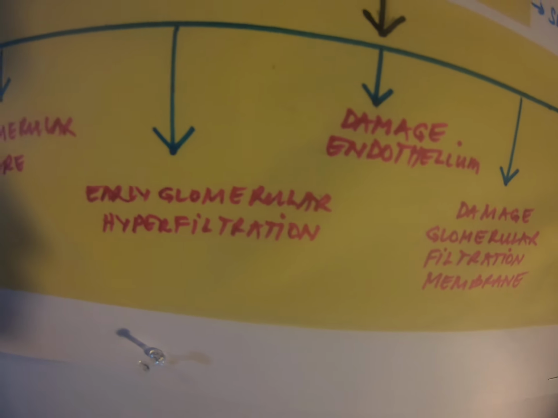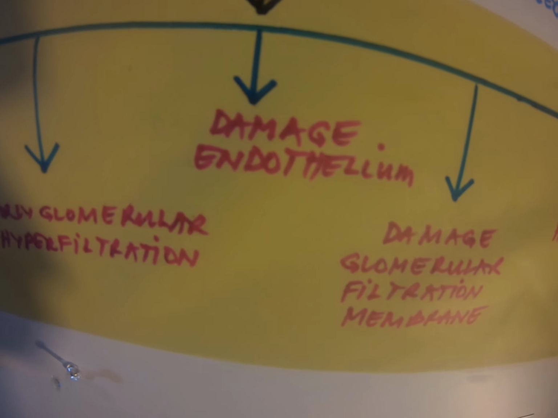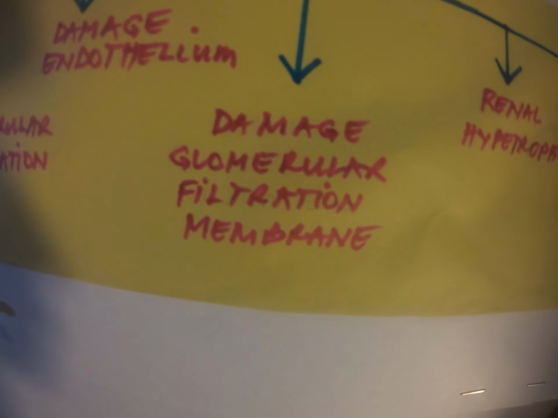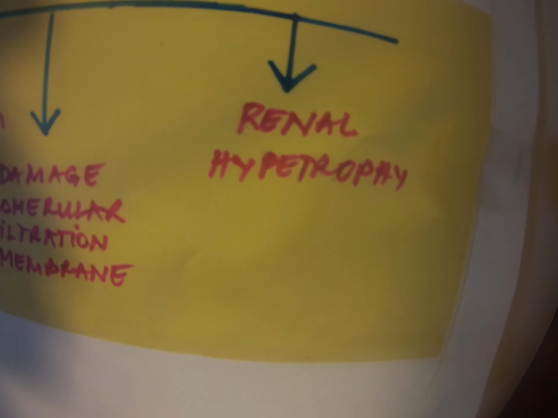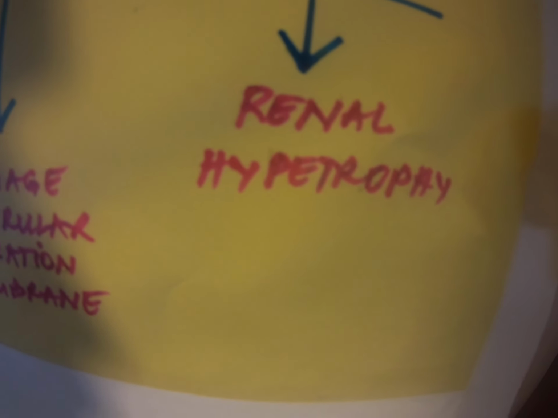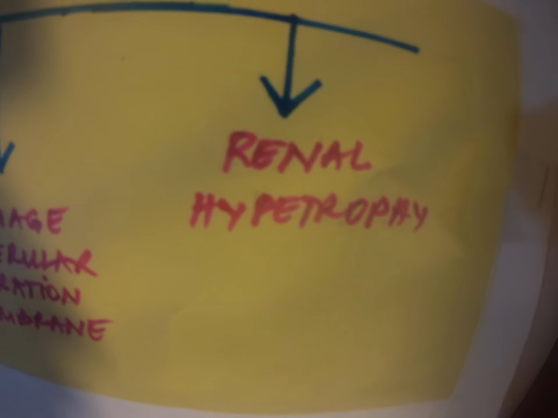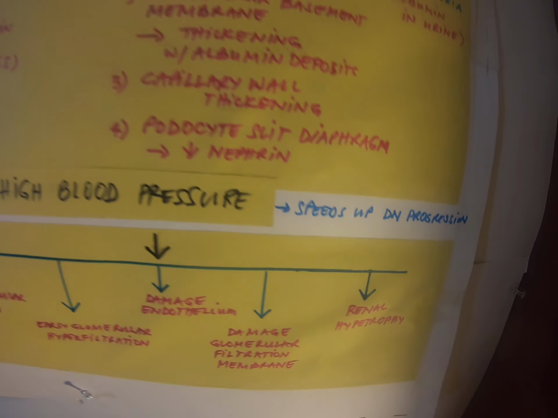And that's more damage as well, and more escape of protein. Damage in the endothelium, yes. We have also damage to the glomerular filtration membrane, yes. And we have also renal hypertrophy. Not all patients will have this, but some will have an enlarged kidney, which is renal hypertrophy. So that's one effect of high blood pressure with diabetic nephropathy.